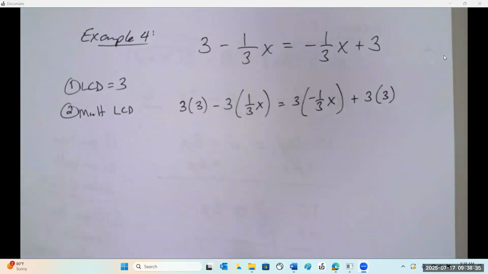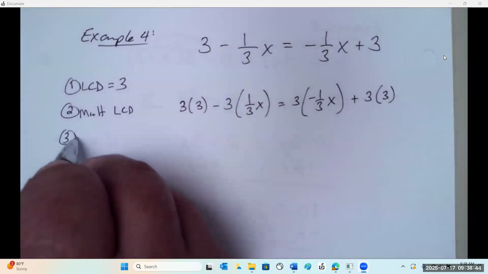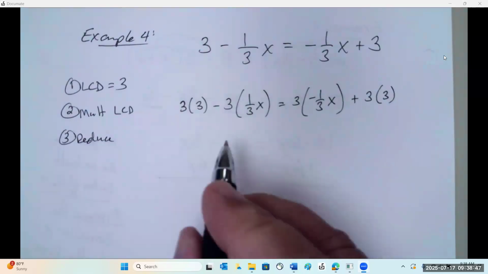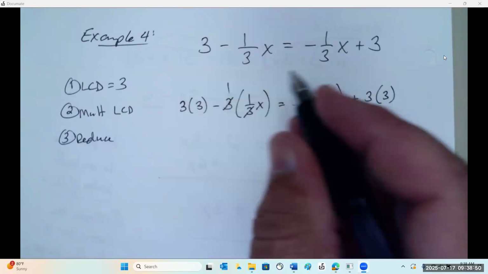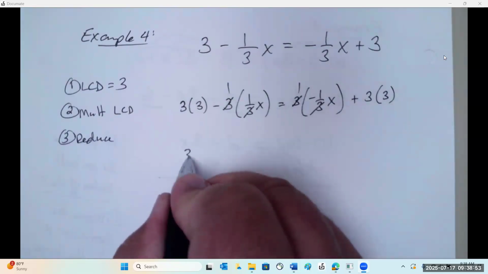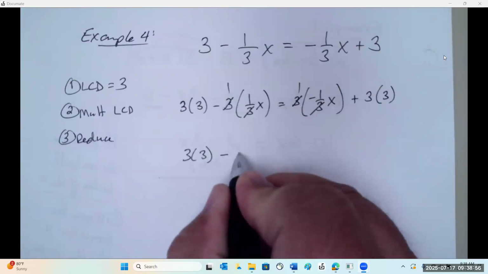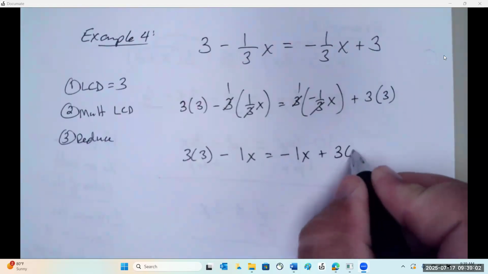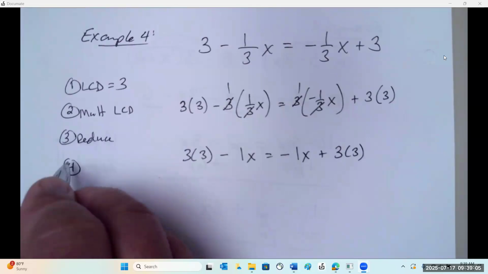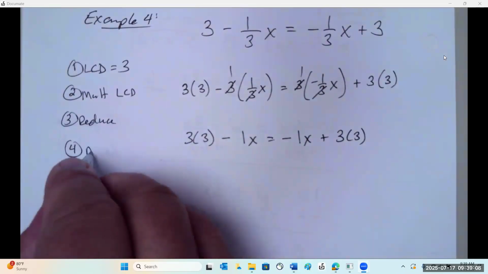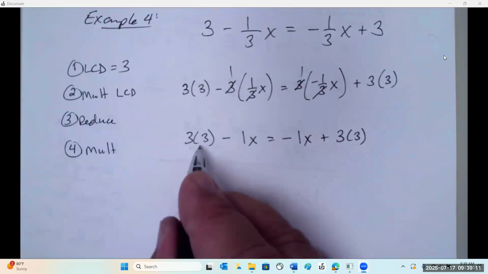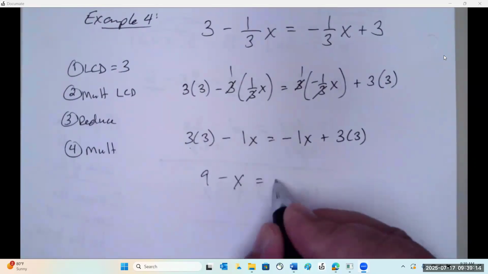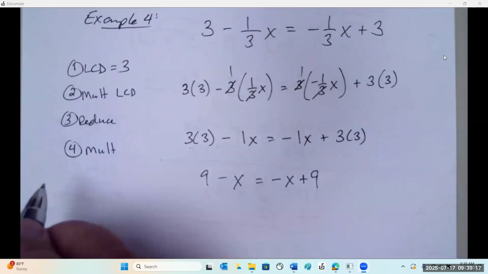Put a 3 in front of each one of my terms. Reduce. So that 3 and that 3 cancel, that 3 and that 3 cancel. So we're left with... multiply. So we have 9 minus x equals negative x plus 9.